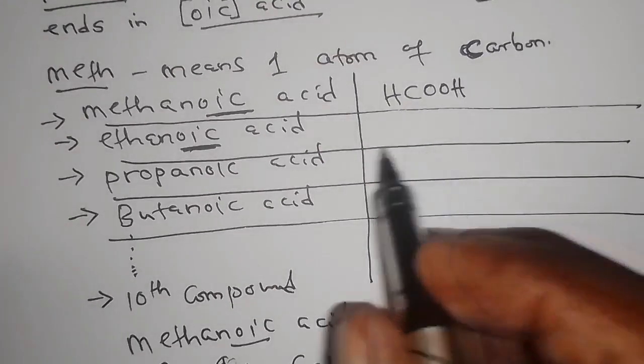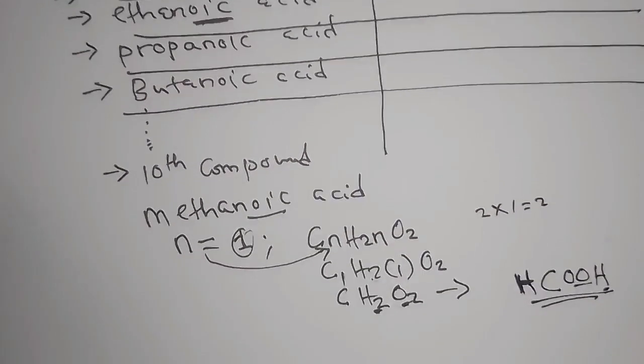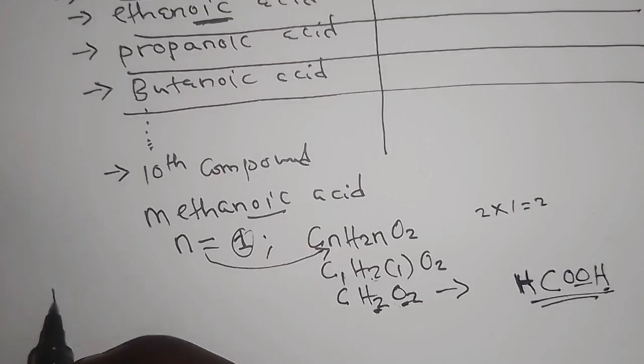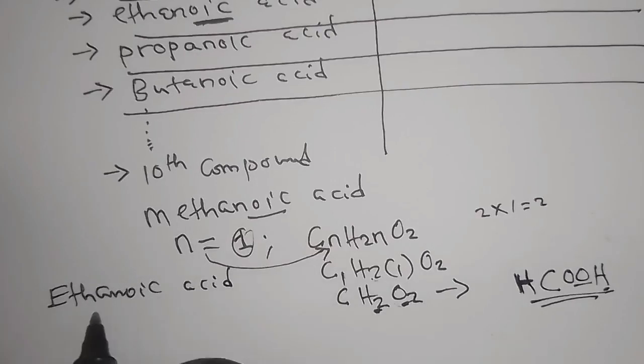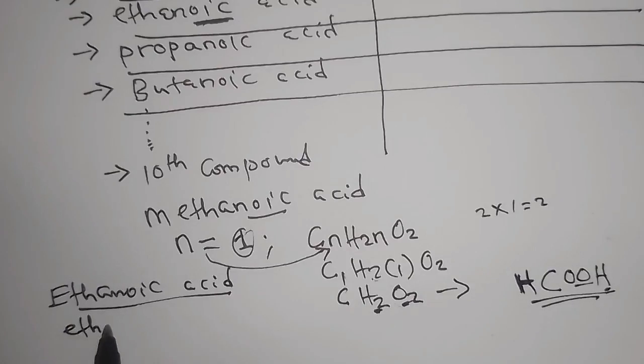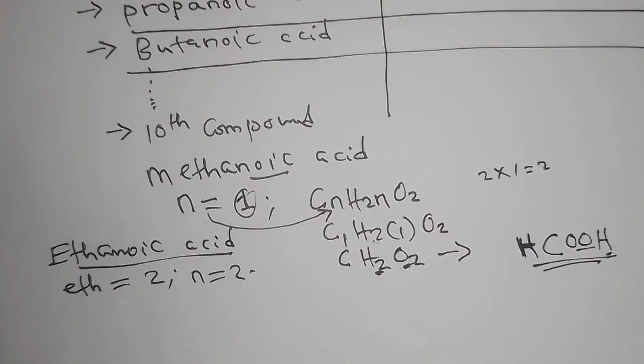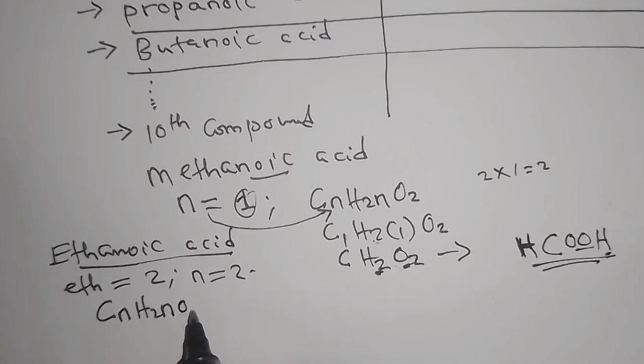Now for ethanoic acid, I'm going to do the same. Eth means 2, therefore our N equals 2. What do you do to come up with a molecular formula for ethanoic acid? First of all, know the general molecular formula, which is CnH2nO2. Where there is N, I'm going to put 2.